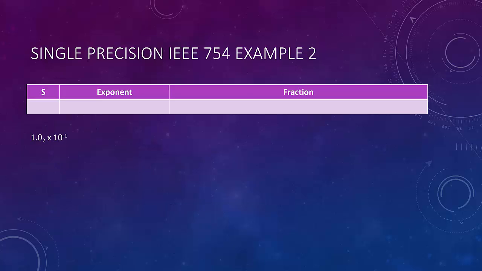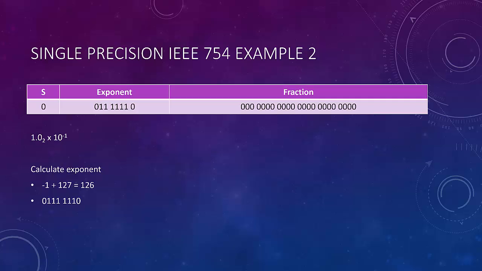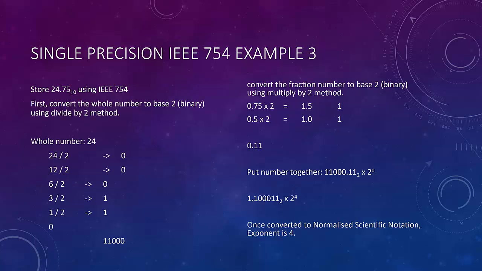So here we go. 1.0 times 10 to the minus 1. It's a positive number, so you put a 0 in. Exponent is minus 1 plus 127, gives you 126. Again, just like the 127, only we've taken 1 off of it, so the far right digit changes from a 1 to a 0. Put that in as the exponent. Fraction is all zeros. It was 0, literally just pad it through, and that's example 2.